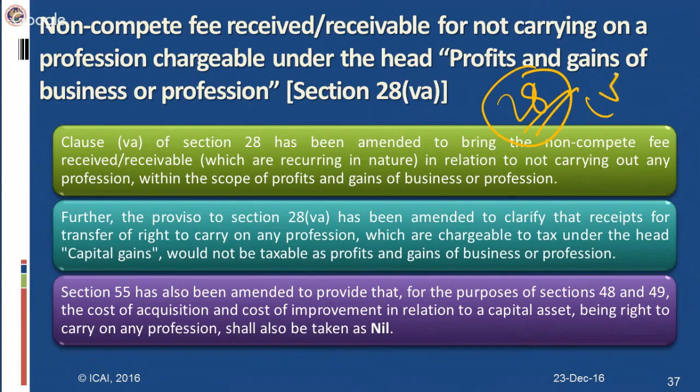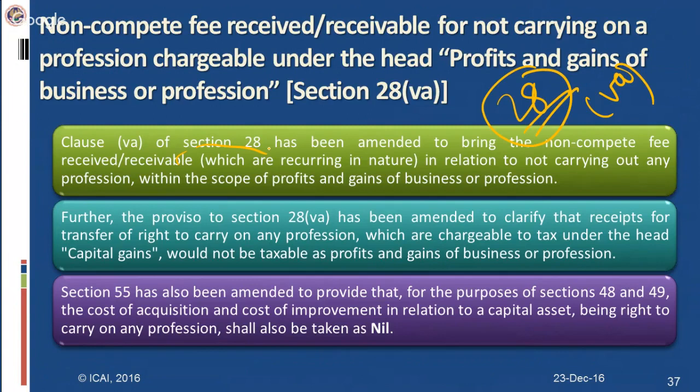Under clause 5A of section 28, so far what was included was that any sum, whether received in cash or kind, under an agreement for not carrying on any activity in relation to a business, was included. What is it exactly? Suppose two people are carrying on a business. One person quits and the other person is continuing to carry on the business, like Mr. A and Mr. B. Mr. B quits, so Mr. A pays some money for not carrying on the same business because he would become a competitor. Then his sales will dip.